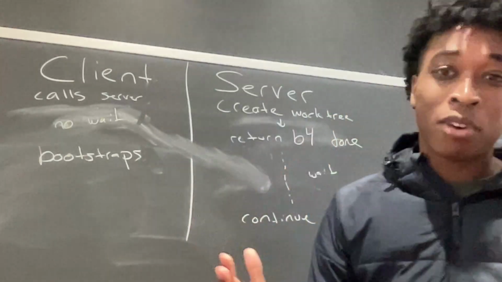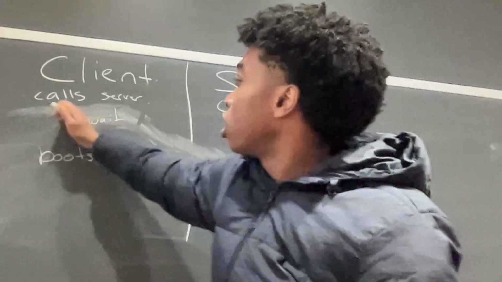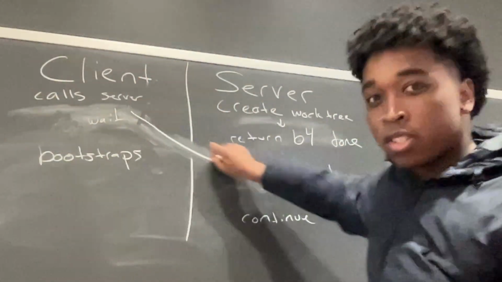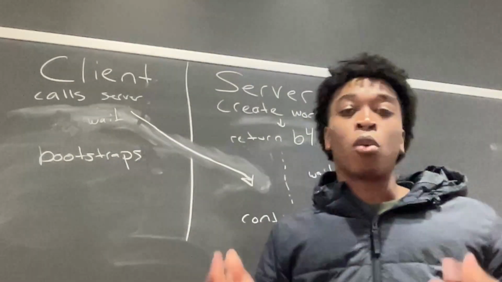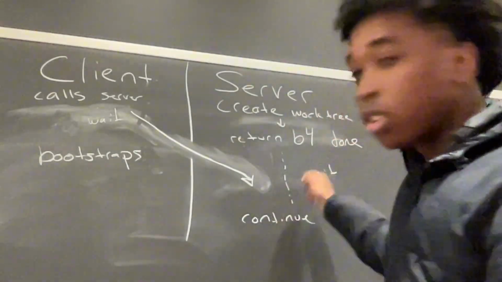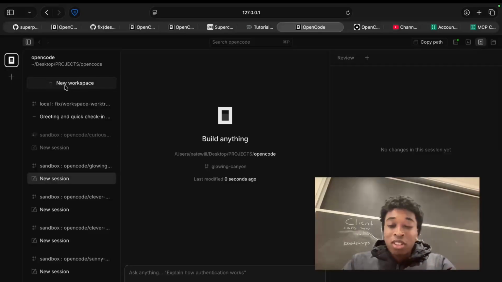So what my bug fix does to fix the race condition is we add a wait here to wait until the files are done being populated, so it bootstraps only after this finishes. So after my fix, clicking new workspace, the workspace creation is much, much faster.